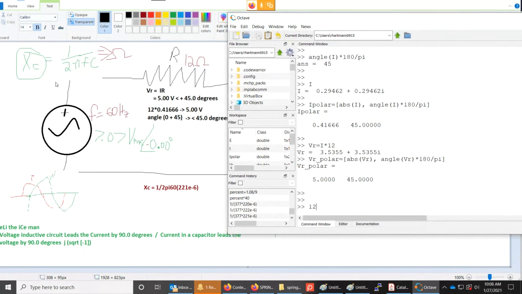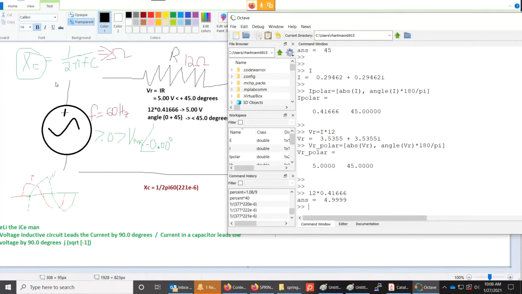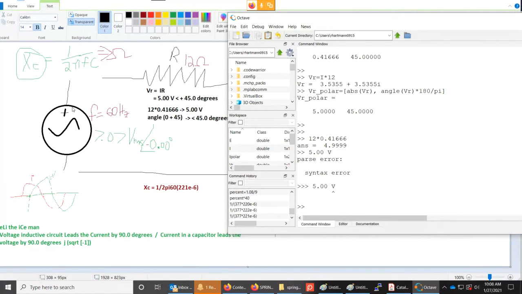You could come over here inside of Octave and say your resistance is 12 times 0.4166, and that'll give you the 5 volts. When you take it to 3 digits, that gives you 5.0 volts. But now you have to add up the angles. Do not forget about the angles. It's very important to track the angles. Does that make sense?